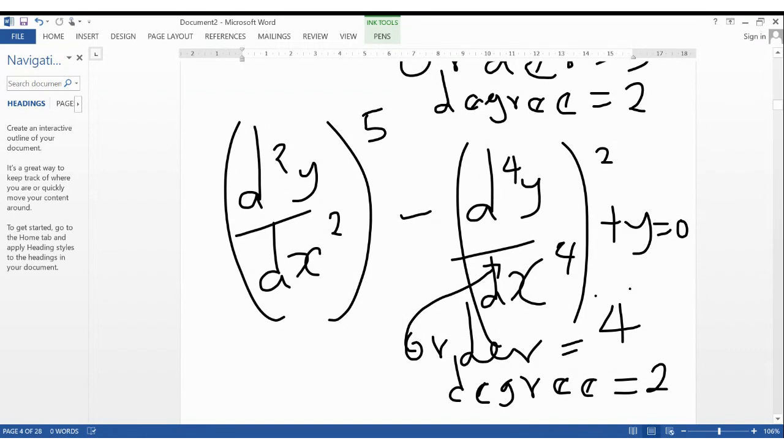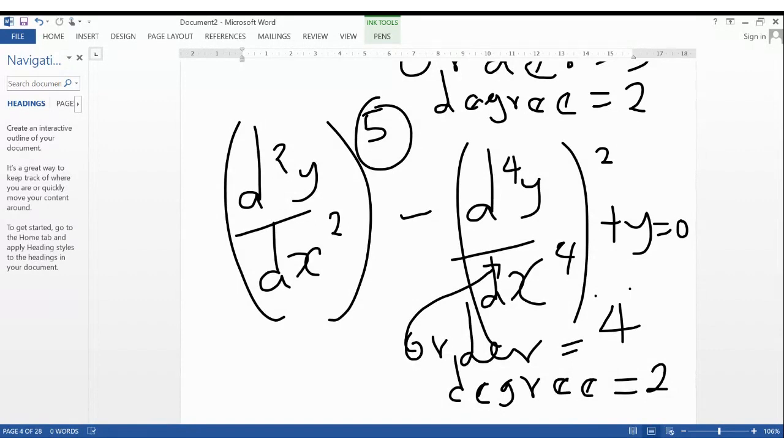So that's why I was saying you go first of all to the order. Where the order is, the degree will be there. You don't just go to the highest power. No. You go to the highest order derivative. It is of power 2. Is it a bit clear?